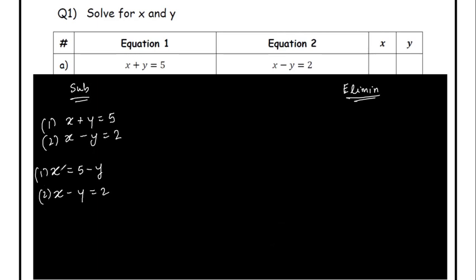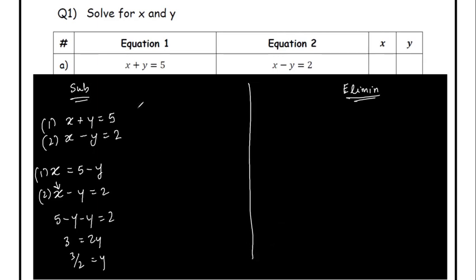Now substituting the value of x out here. So I get 5 minus y is equal to 2. And therefore I get 5 minus 2, 3 is equal to 2y. So 3 by 2 is equal to y.